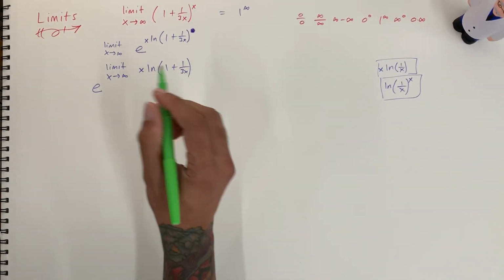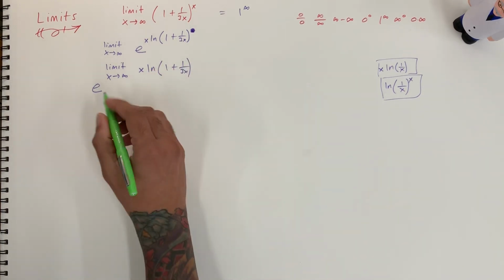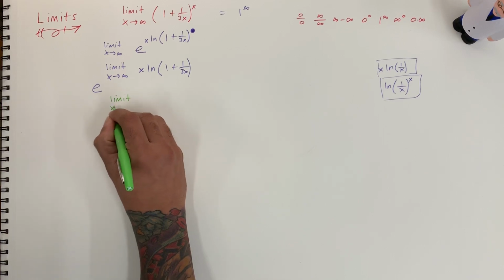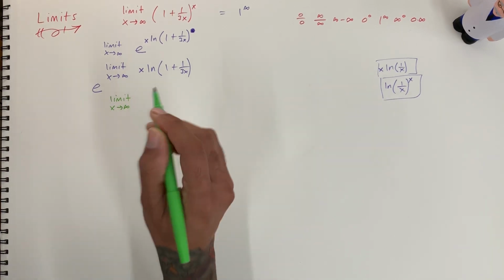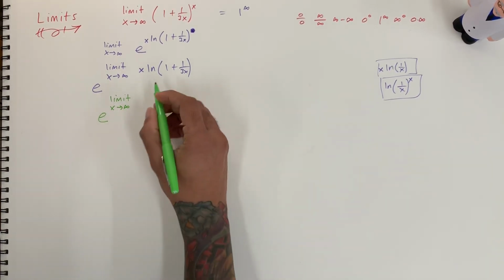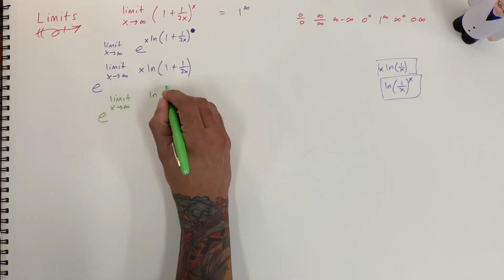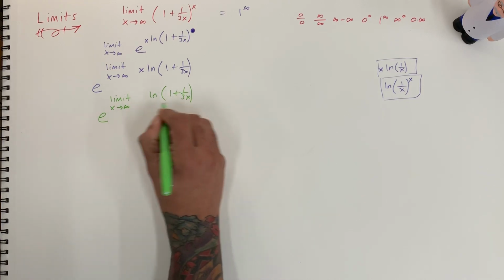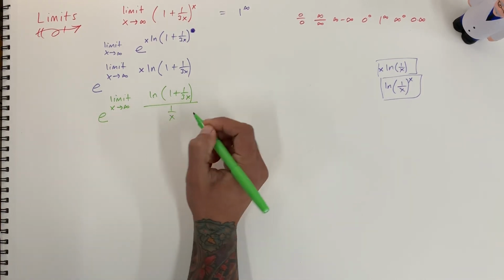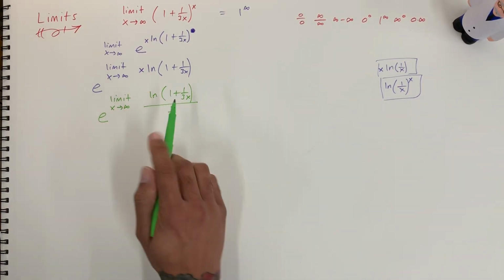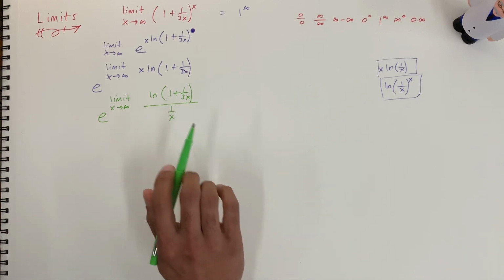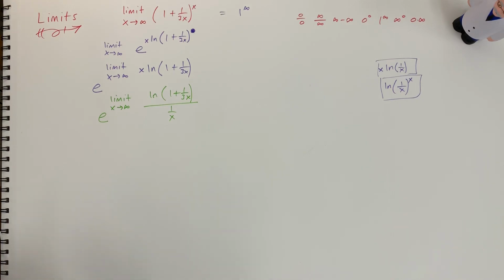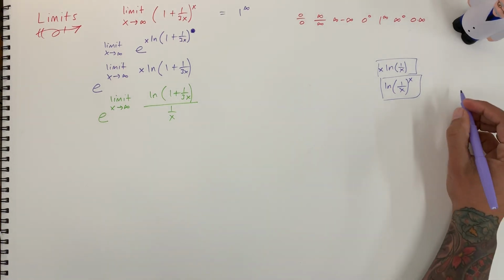Let's change it up and make it look different. We're not going to evaluate anything, we're just going to keep rearranging it. So the limit as x goes to infinity, the e is out here, we have ln of 1 plus 1 over 3x over 1 over x. I turn this x into a 1 over x, because if I flip it back up, this is for a small algebra review.